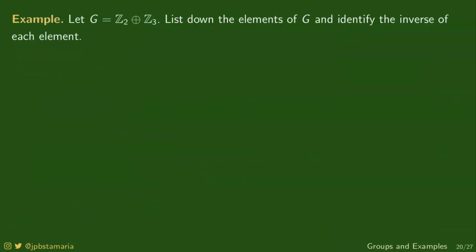So, bibigyan ako ng example. Halimbawa, nakakita kayo ng ganito sa abstract algebra. Let G be Z2 direct sum, a direct product, Z3. Okay? Ano yung sabihin ng Z2 plus Z3 na ganyan? Ang laman ng Z2 external direct product Z3 ay mga ordered pairs lang naman. Yung unang elements nanggagaling sa Z2 which has 0 and 1 only. Ang Z3, tatlong laman, 0, 1, and 2.